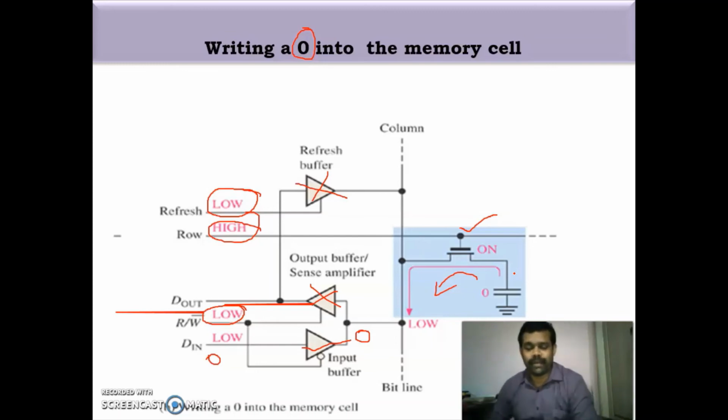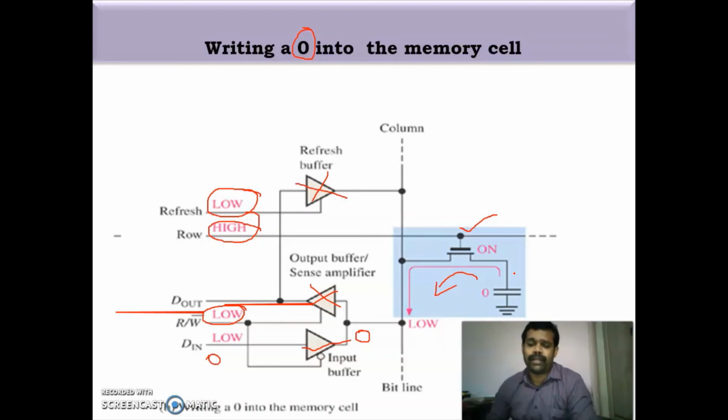Here you have three buffers: input buffer, output buffer, and refresh buffer. For the write operation, first you have to make the input to the refresh buffer 0, then you have to make the row line high, which makes the transistor on. Then you give a low input to the read write input, and when you give low to the read write input, it enables the input buffer and disables the output buffer.